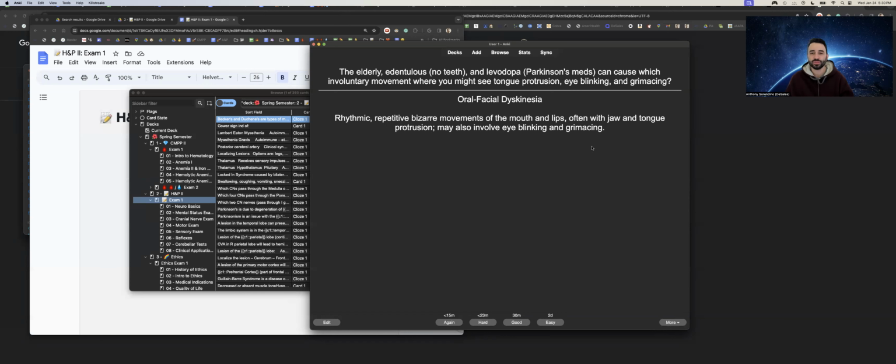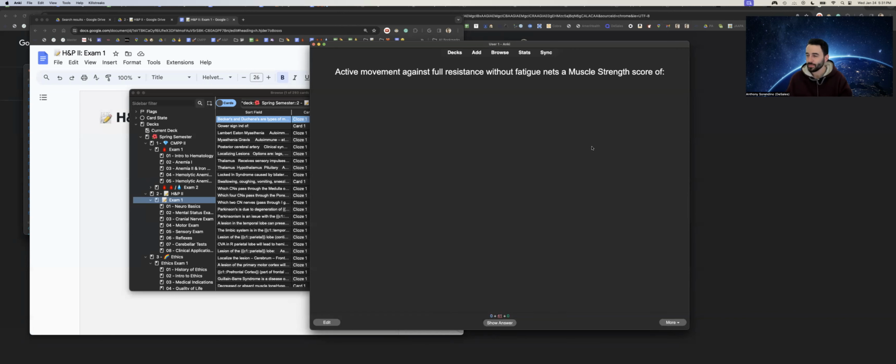Oral facial dyskinesia. Rhythmic, repetitive, bizarre movements of the mouth and lips. And what is dyskinesia in general? Just abnormal movements? Yeah, just uncontrollable shakes, tics, or tremors. We're going to see this dyskinesia in the mouth and in the face.